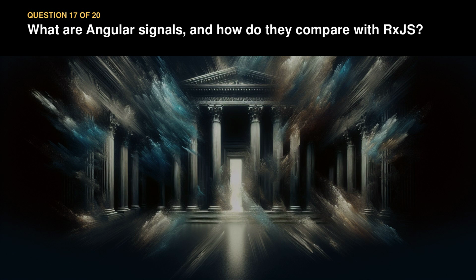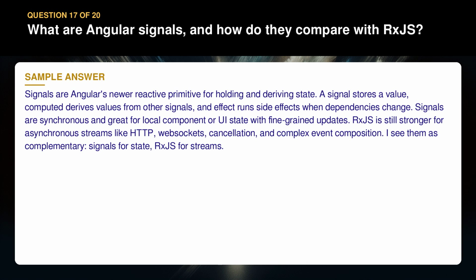Question 17. What are Angular signals and how do they compare with RxJS? Signals are Angular's newer reactive primitive for holding and deriving state. A signal stores a value, computed derives values from other signals, and effect runs side effects when dependencies change. Signals are synchronous and great for local component or UI state with fine-grained updates. RxJS is still stronger for asynchronous streams like HTTP, WebSockets, cancellation, and complex event composition. I see them as complementary: signals for state, RxJS for streams.